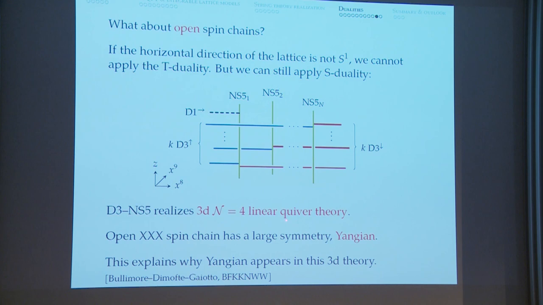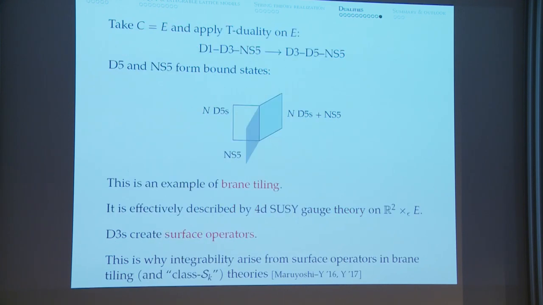Okay. So open spin chains can be understood from the same point of view. All right, so you can do something more. For example, if you take C to be the elliptic curve, you can apply T-duality along both directions of the torus. Then the D1, D3, NS5 brane system I just mentioned becomes a D3, D5, NS5 brane system. And D5 and NS5 make bound states. So you can consider this kind of setup.